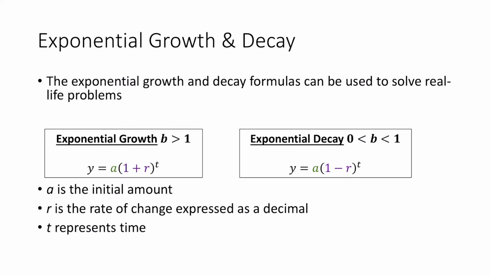Remember that a is the initial amount, r is the rate of change as a decimal, and t is going to represent time. So notice in these formulas, t has taken the place of x, because when we talk about these problems in real life situations, t is usually the independent variable.